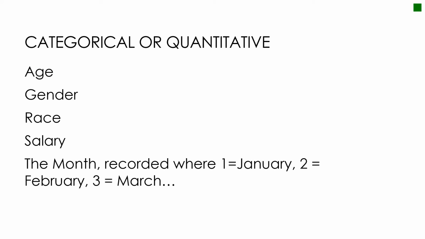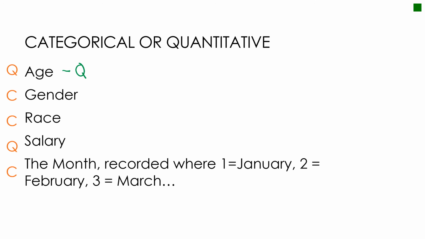So let's take a look at a few examples and see if we can determine if these variables are categorical or quantitative. The first is age, and age is obviously a number. And then we have to ask ourselves, would we be interested in finding out some statistics about a group of people's age, like mean, median, mode, etc.? And yes, we sure would. So this would be considered a quantitative variable.